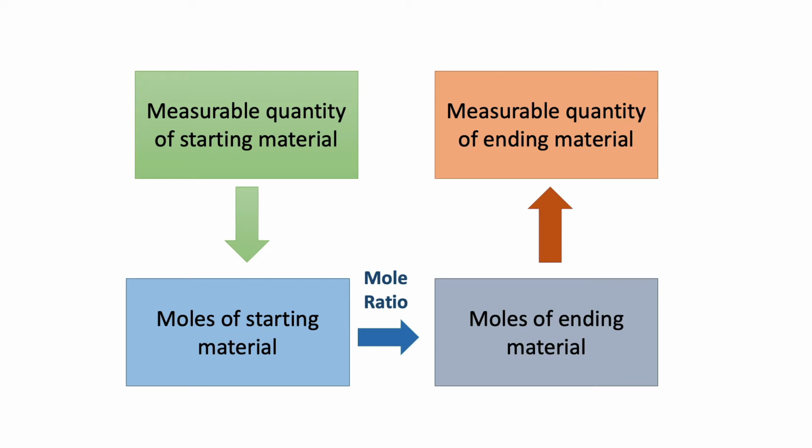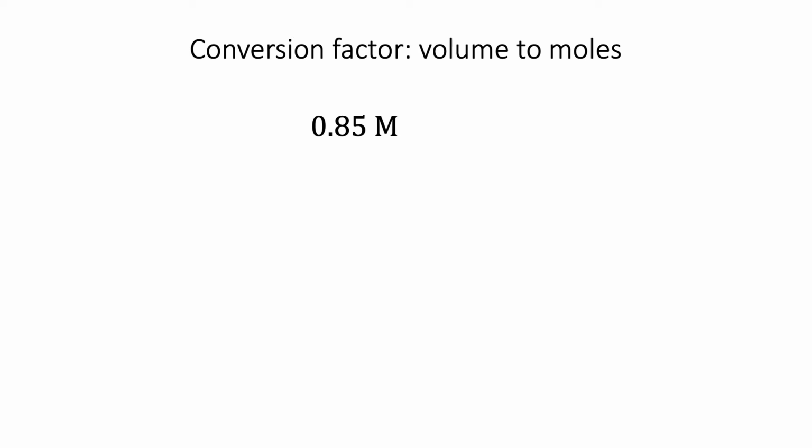Now, up till now, when we've converted measurable quantities to moles or vice versa, we've always used the molar mass. And that's because we've assumed that the measurable quantities we were using were grams, something we could measure on a balance. But that's not the only thing we can measure very precisely. The other thing we can measure is volume. So now we're going to look at a conversion factor of volume to moles.